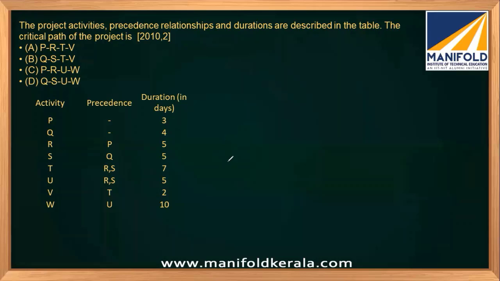Starting with P and Q, they do not have any predecessor, so I can immediately start P and Q. Let it be P and let it be Q. Then R is from P, S is from Q, and R and S are merging.